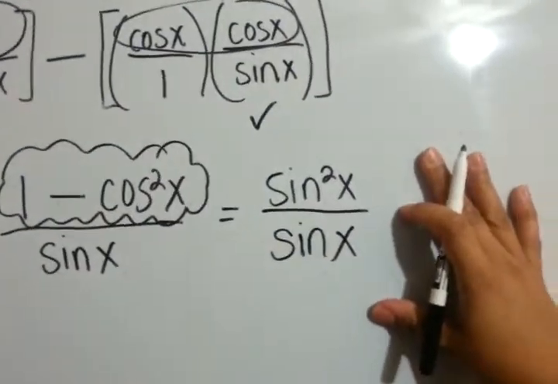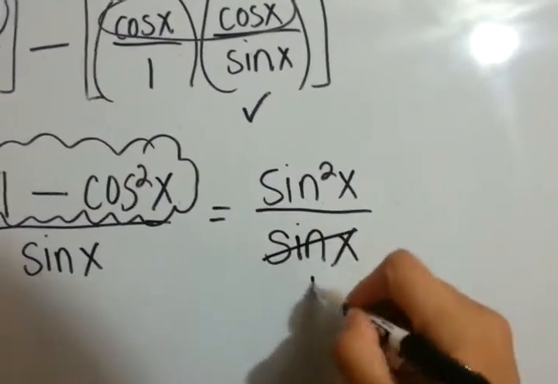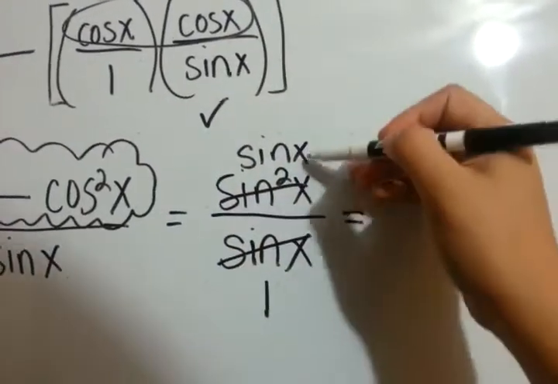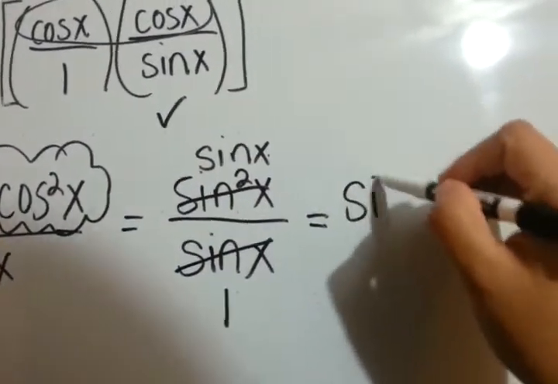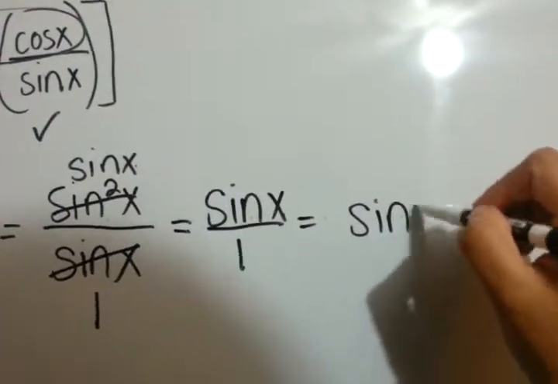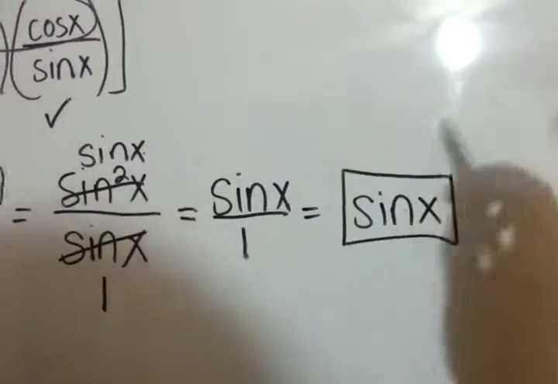And then what you notice is you can cancel some of these sines. You cancel 1 here, but you'll have 1 left over in the numerator. So you have sine x over 1, which is just equal to sine x. And that would be your answer.